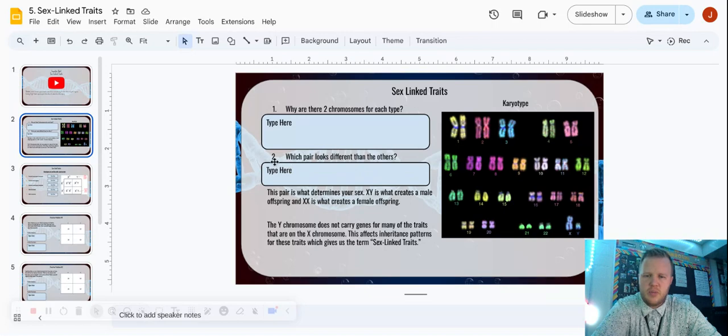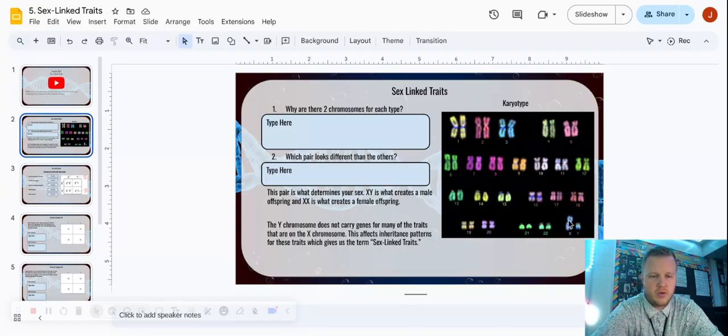Now, what it wants you to think about in the second one is which ones are kind of different. Both chromosome 1s look the same, both chromosome 2s look the same, both chromosome 3s look the same. The one that looks different is this last one that's not numbered. So there's your first clue. It's not numbered. It's called X and Y. This is the 23rd chromosome.